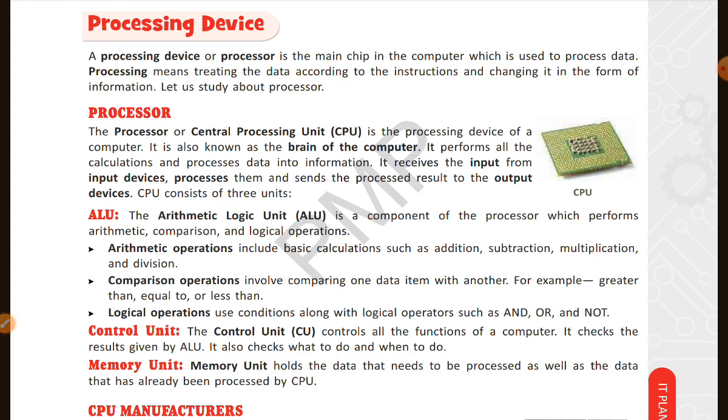मतलब कंप्यूटर के जितने भी फंक्शंस हैं सीयू या फिर कंट्रोल यूनिट कंट्रोल करती है. It checks the results given by ALU. It also checks what to do and when to do. मीन्स जो एएलयू ने अपना टास्क परफॉर्म करने के बाद जो आउटपुट दिया, ये कंट्रोल यूनिट उसको चेक करेगी और ये चेक करेगी कब उसको डाटा मिला और कब उसको डाटा देना है.